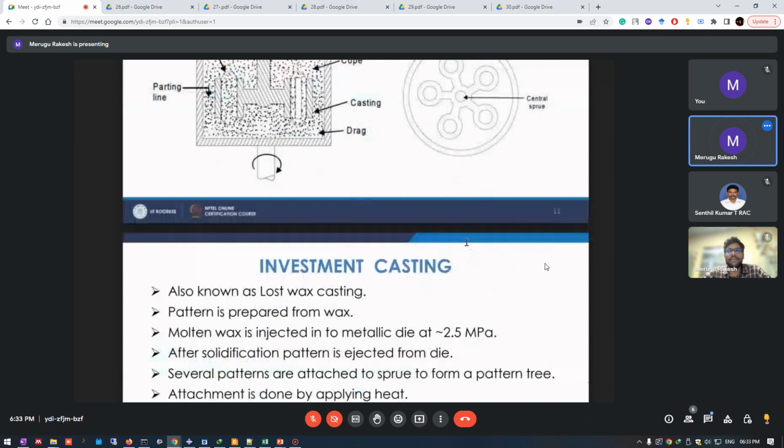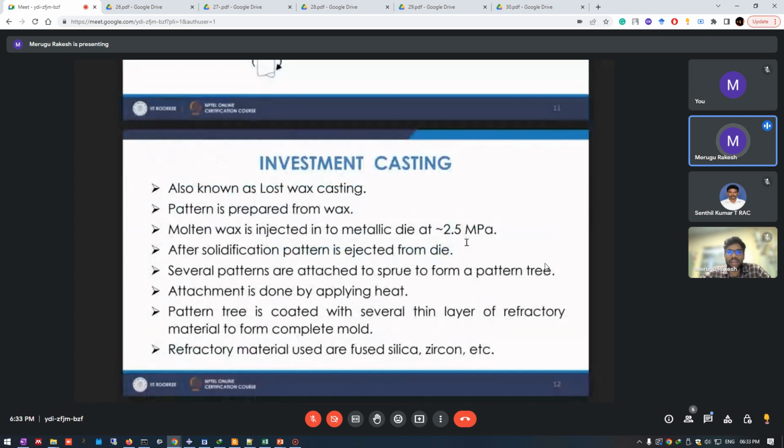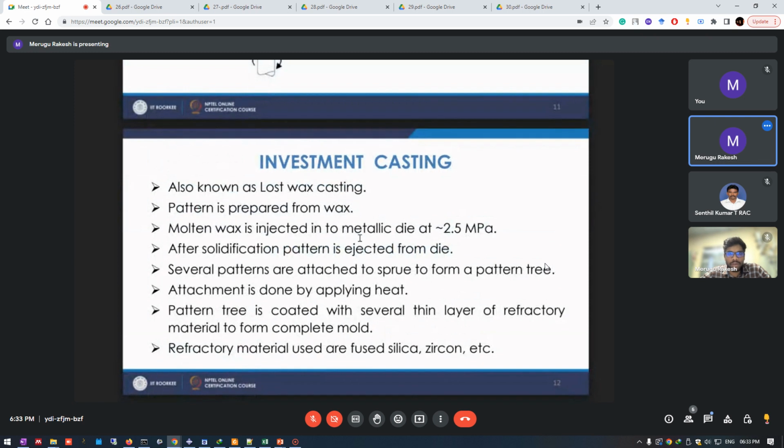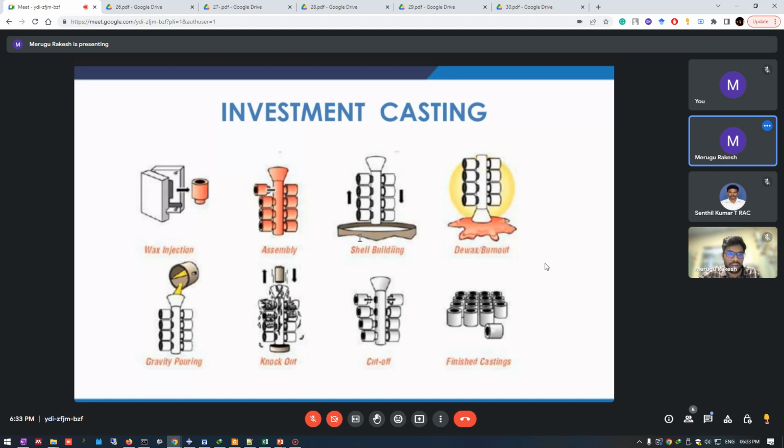So now comes one important special casting, that is the investment casting. It is also called precision casting. It is also called lost wax casting. Okay, so I will explain with this figure. Initially, this is the component which is made of wax. That is, using wax injection will make the pattern, and this will be attached to a central sprue. So this is the central sprue. Then we use a ceramic. This is the ceramic bath in which we dip this multiple times till we get certain thickness.